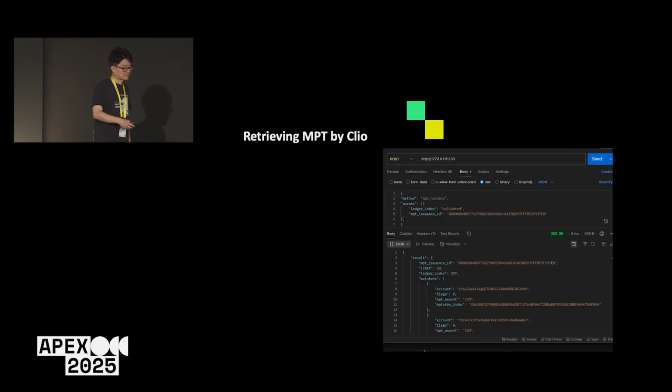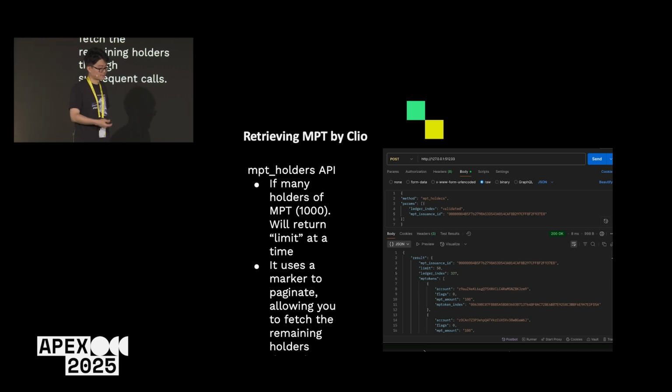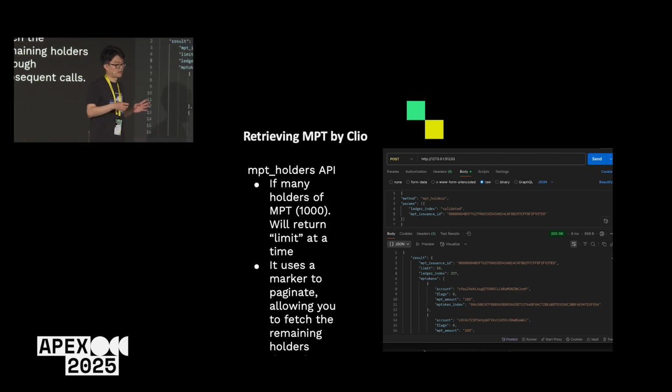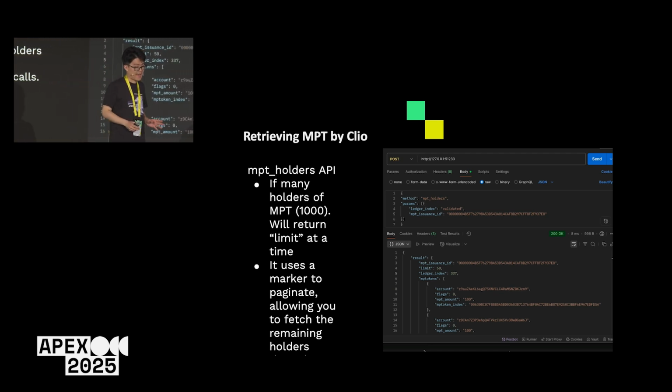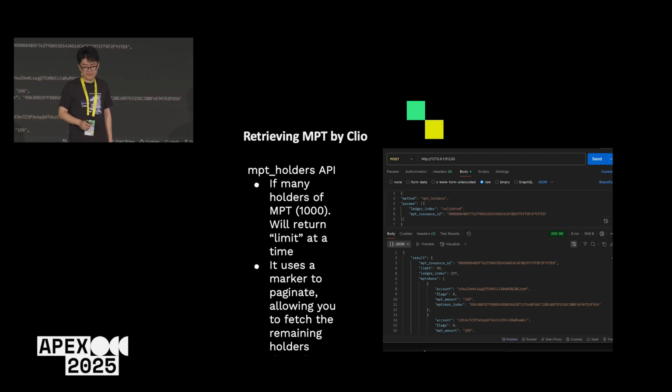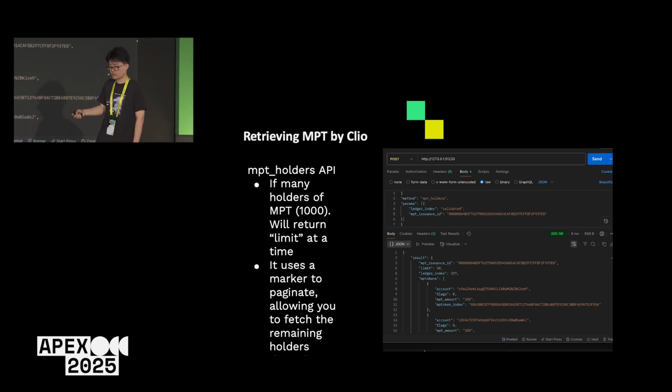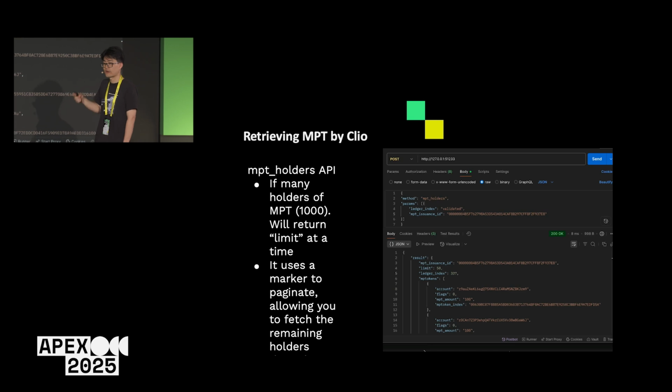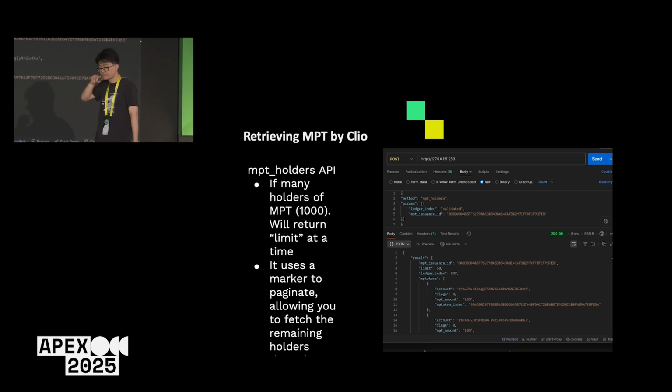So let's get back to retrieving MPTs by Clio. So how does it happen? Well, for Clio, there exist many public methods which only Clio has, and MPT holders is one of them. So what happens with this particular method? You pass it in the MP token issuance ID, which Alice created. And as you can see from this short video, you're able to see all the accounts which hold this particular MPT. You get to see how much amount each person owns, and you get to see all other info that you would need to know.